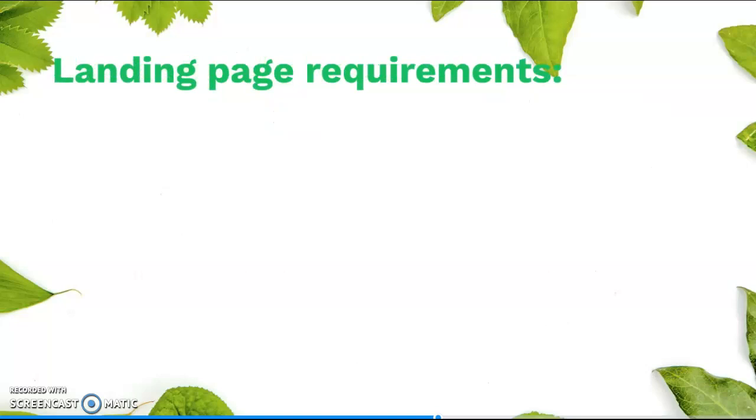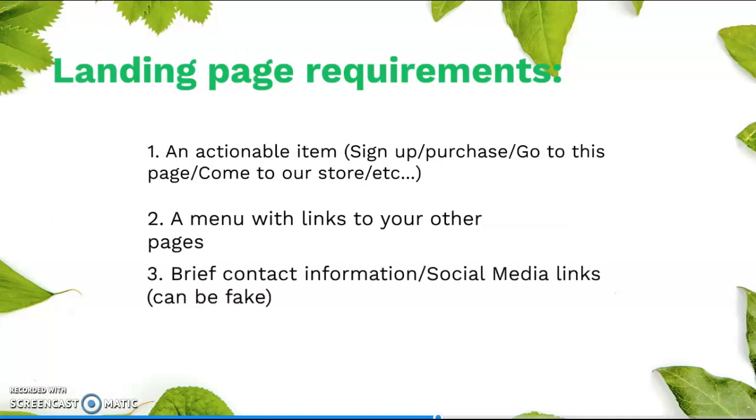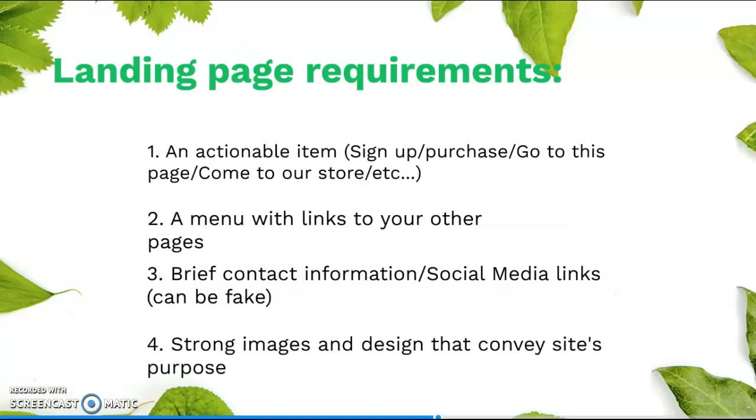Landing page requirements. This is for your actual assignment. Number one is an actionable item such as sign up, purchase, go to this page, come to our store, etc. Number two, a menu link to your other pages. Number three, brief contact info or social media links. They can be fake for this assignment. Number four, strong images and design that convey the site's purpose.